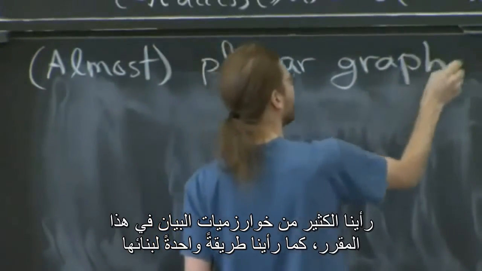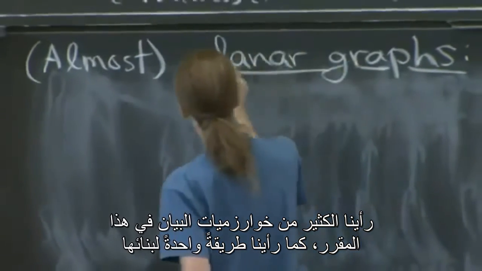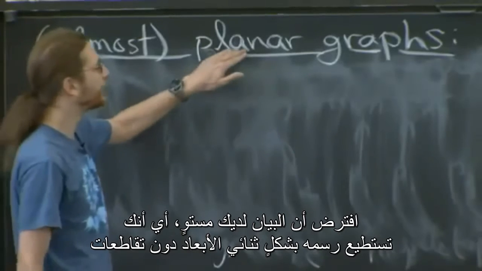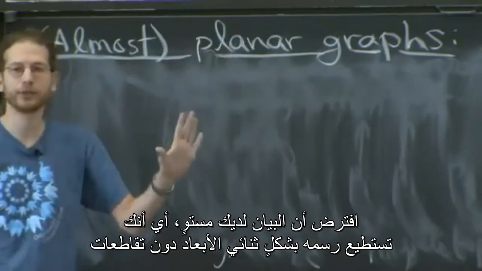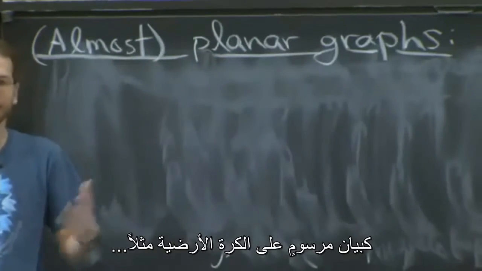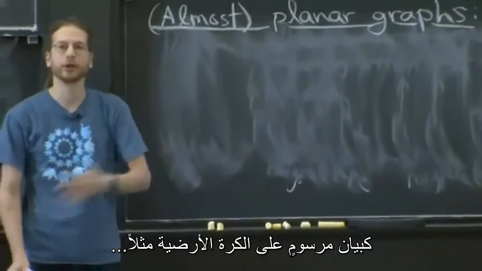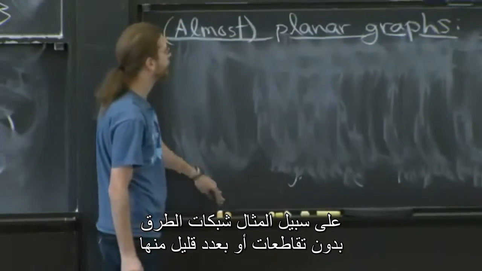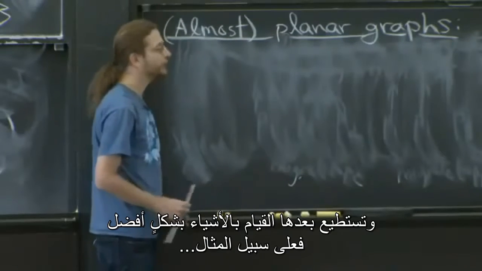We've seen a lot of graph algorithms in this class. One way to make them new and fun again is to suppose your graph is planar or almost planar, meaning you can draw it in 2 dimensions without any crossings, as you might get from a graph that's drawn on the Earth, like a road network or something with no or few overpasses. Then you can do things a lot better.